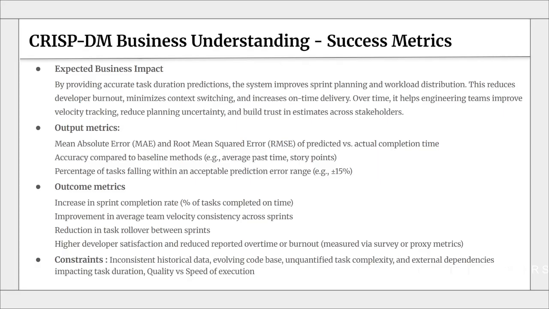what realistically has happened. The constraints we have are inconsistent historical data, evolving code base, new technology often reducing time of completion, and unquantified task complexity. Sometimes the task complexity is not defined by the lines of code, and not much depends on the historical context, but new context does change the status quo. And external dependencies impact the task duration and the quality and speed of execution. So these are other external factors that might put a constraint on our model development.